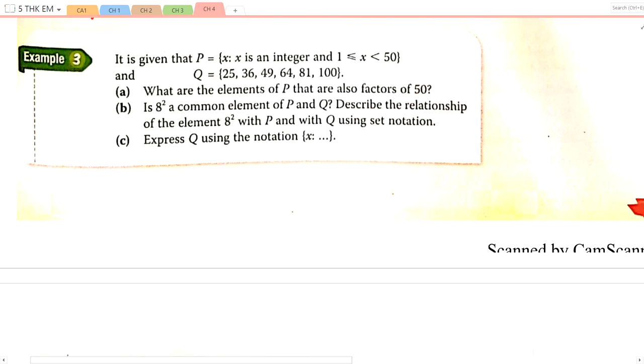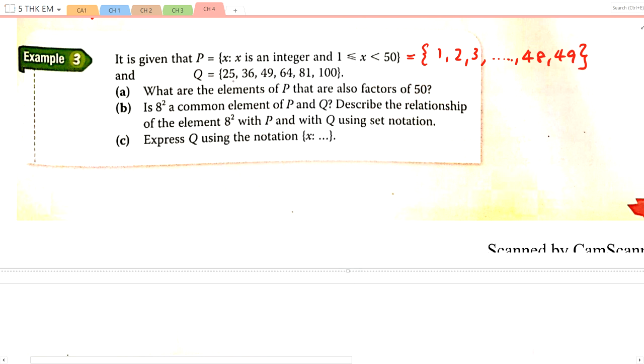Now for something slightly more complex, example 3. It says that P has elements x, where x is an integer and x is greater than or equal to 1, so we can include 1, but it is less than 50. So if I want to rewrite this, I will have 1, 2, 3, and so on and so forth until 48 and 49. I cannot include 50.